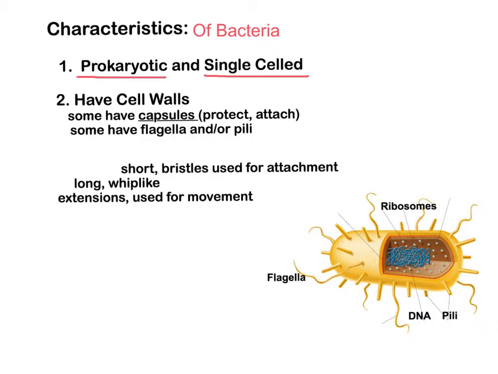The second thing I want you to write down is that they have cell walls. We also know that plants have cell walls. Difference between a bacteria and a plant has to do with the nucleus. Some bacteria have something called a capsule.